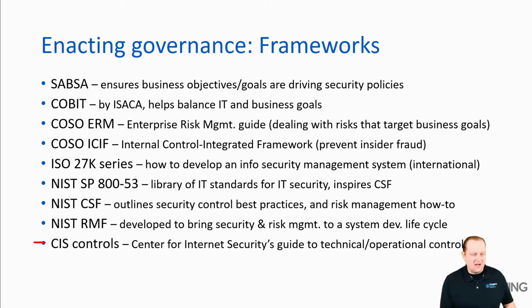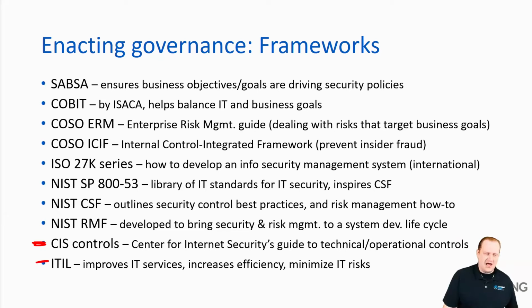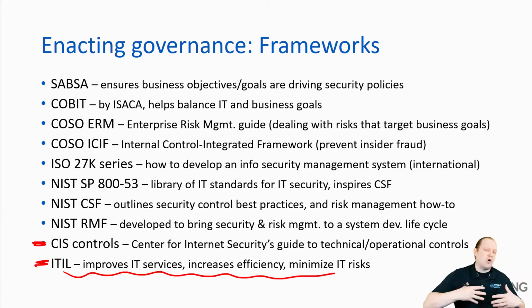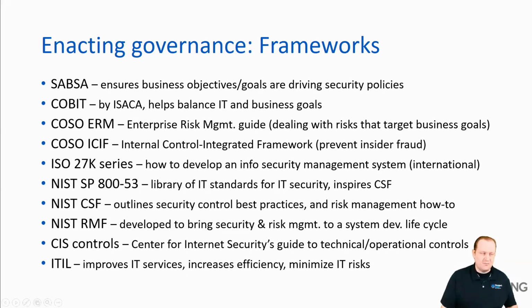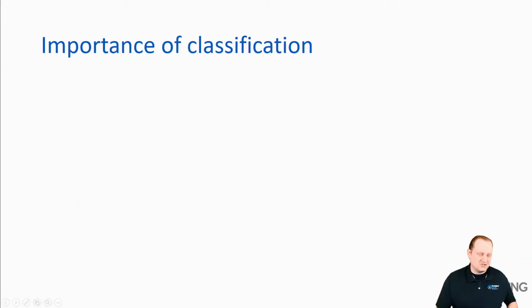A couple other honorable mentions. CIS, the Center for Internet Security's list of controls and their framework outlines all sorts of technical and operational controls that would be very useful and very necessary if you are dealing with anything that's internet facing, like web servers. And ITIL, right? A framework too for improving an IT department's efficiency. Cool. Some honorable mentions.